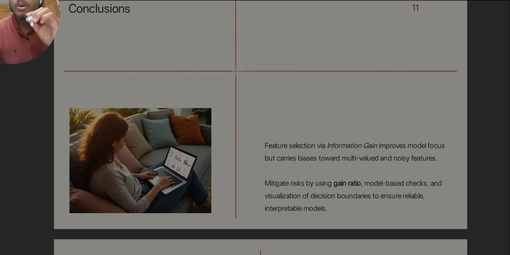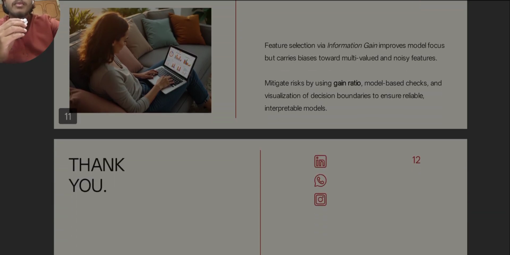In practice, combining information gain with proper pre-processing techniques and alternative measures like gain ratio can significantly improve the model performance. Overall, information gain remains a powerful yet simple tool that, when used thoughtfully, enhances both the efficiency and accuracy of machine learning models.